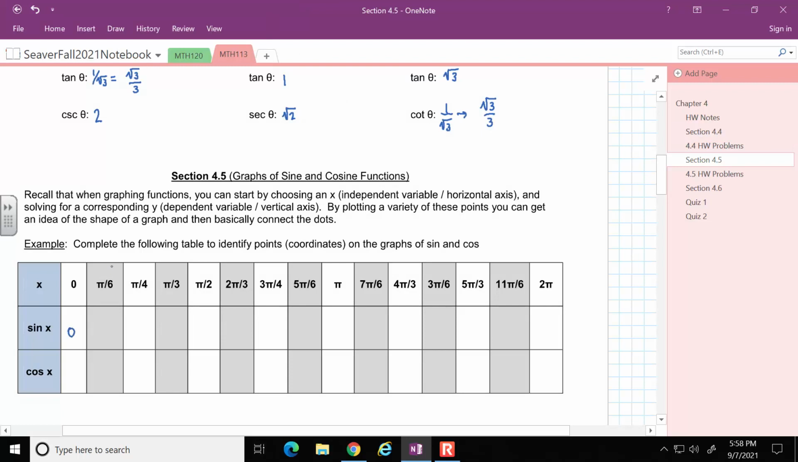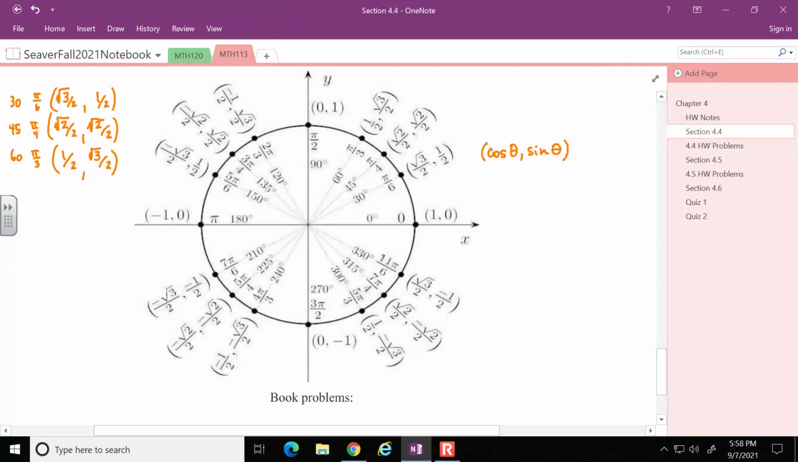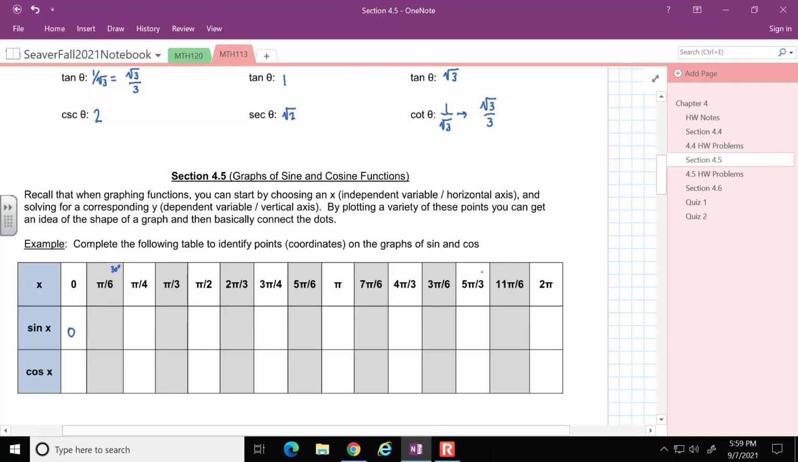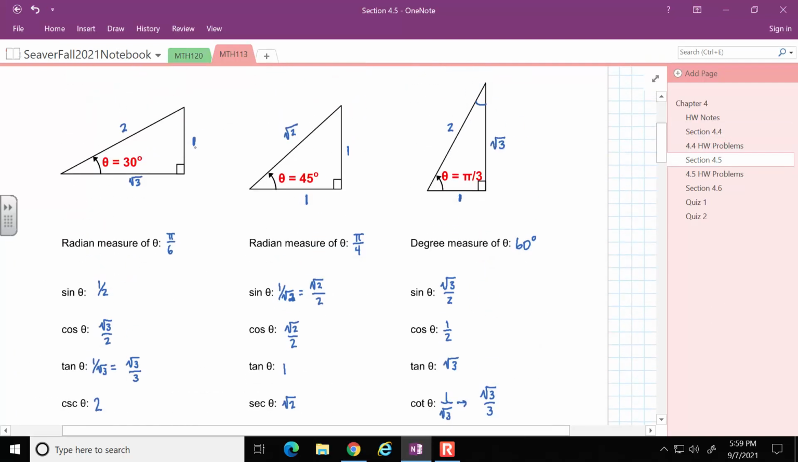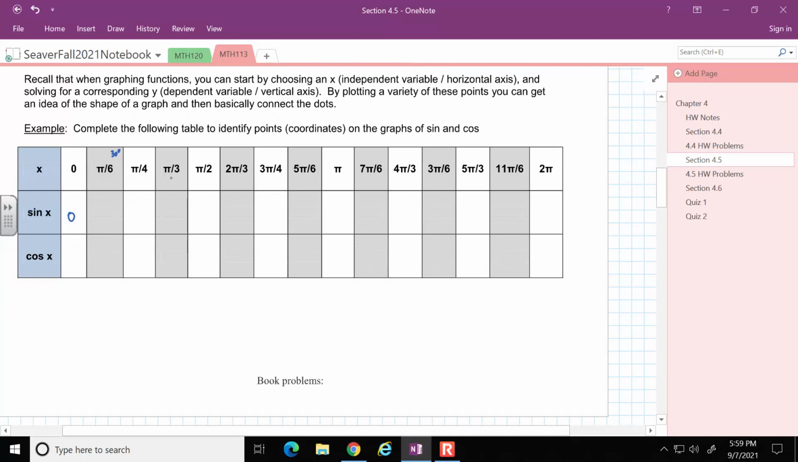Pi over 6, again, that's 30 degrees. Let's take a look at it. What is the sine of pi over 6? So that's this point right here on the unit circle. So what's the sine of that point? Is 1/2. And again, we've drawn that out above as well, right? If you go back up here, the sine of that is 1/2 for 30 degrees. So we got 1/2.